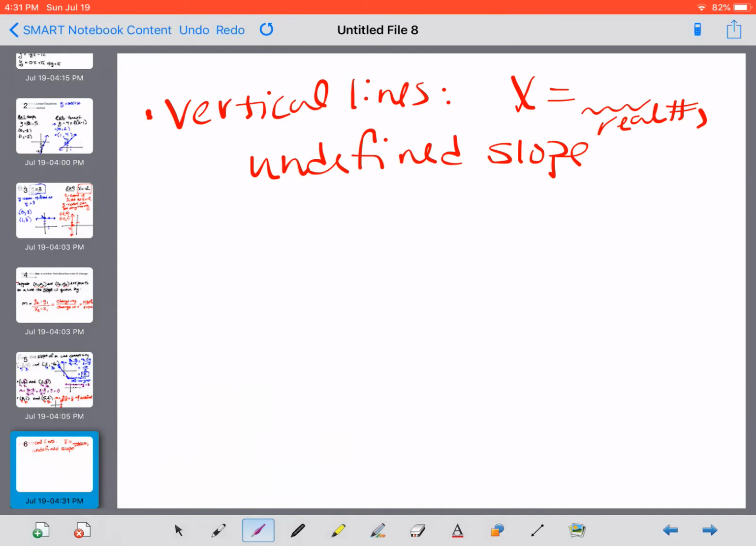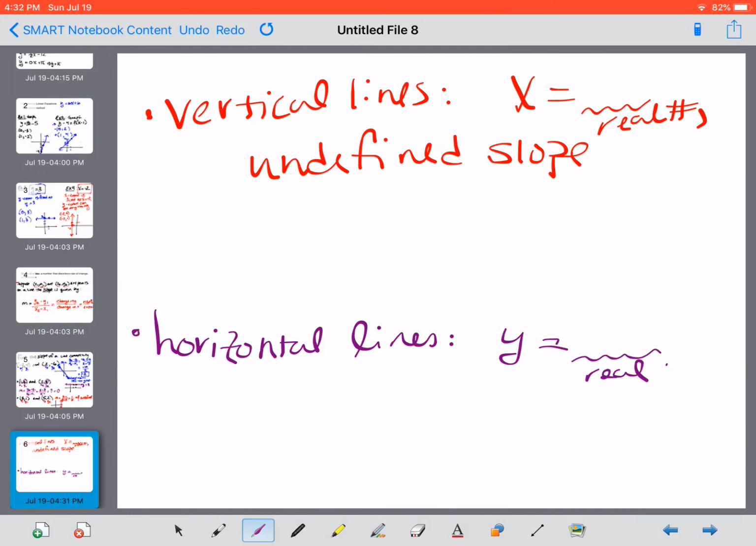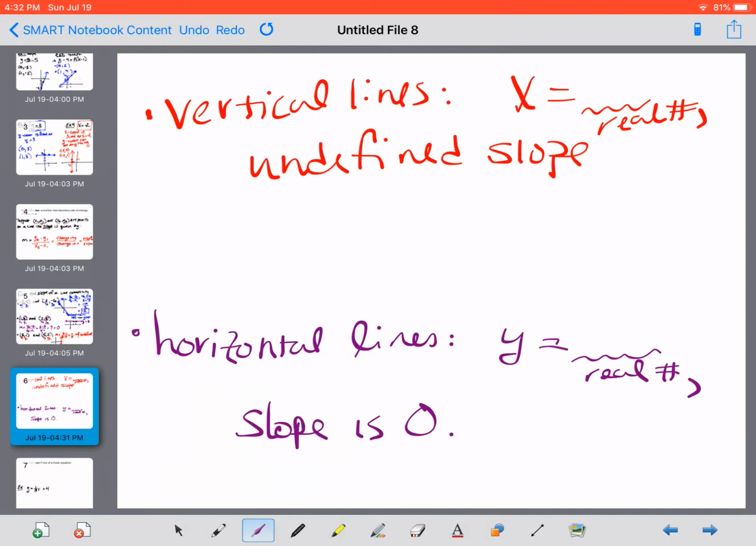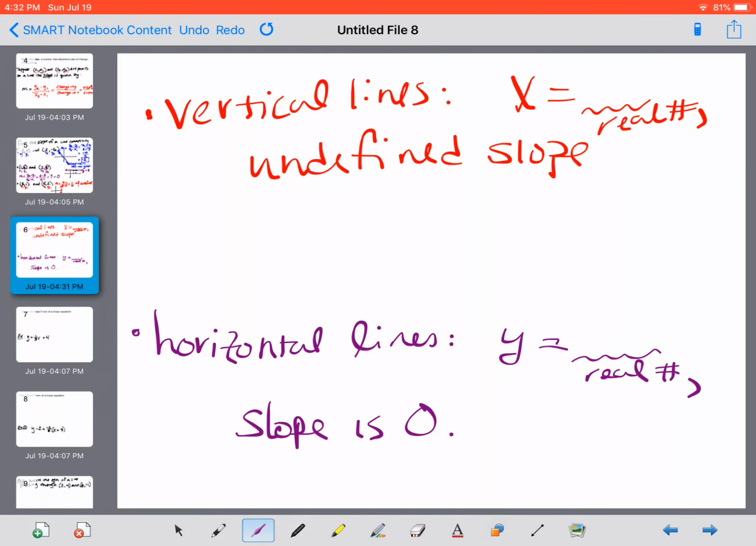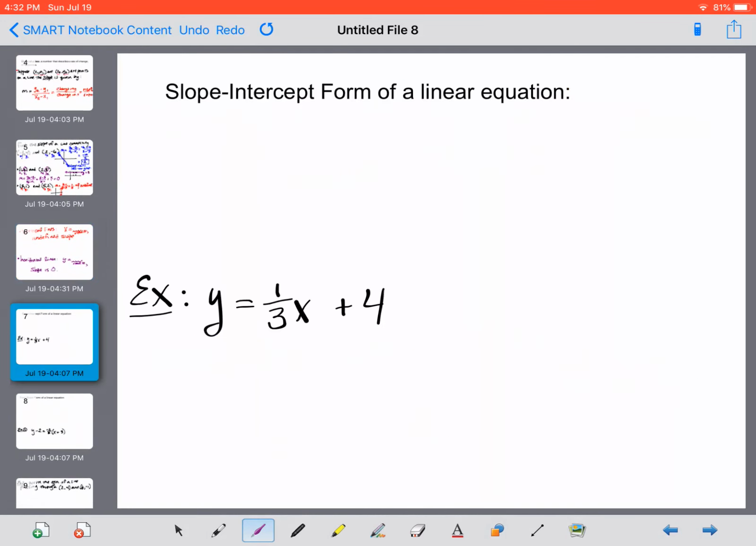As opposed to horizontal lines, whose equations are always going to look like y equals some real number, and who have a slope of 0. Okay, these are just some important things to remember about lines. Alright, just a couple more definitions here.